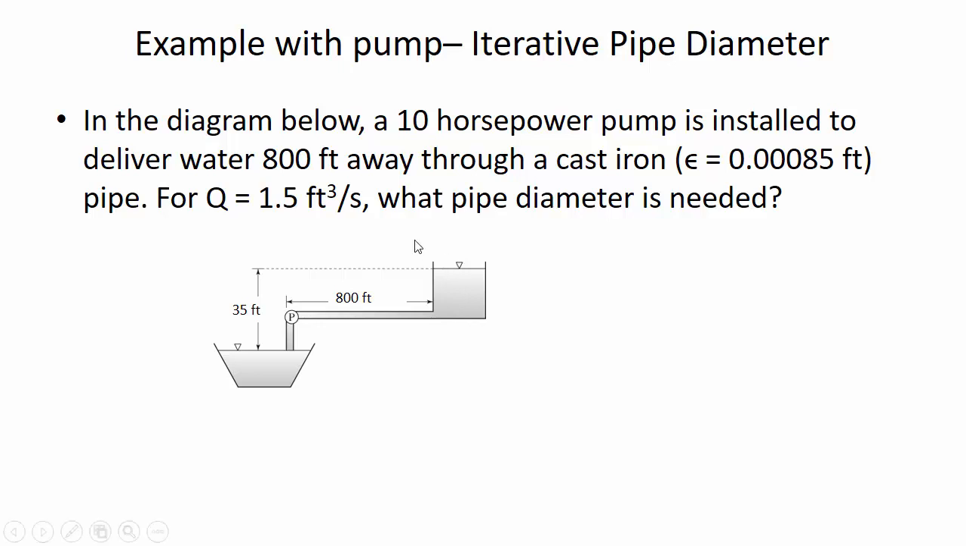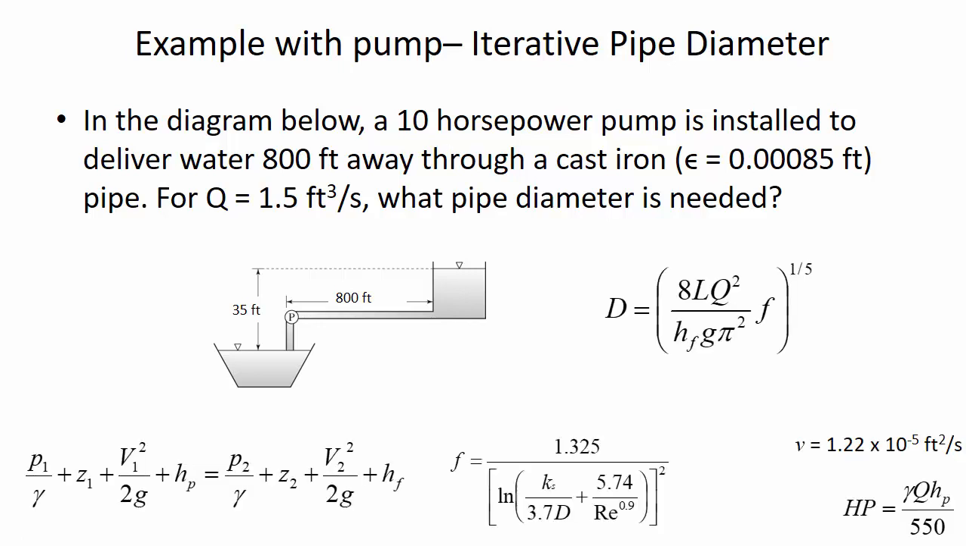And in this problem, it tells us what flow rate we want to achieve. We're using a 10 horsepower pump to do the work, and it's flowing through a pipe length of 800 feet. We have the equivalent sand roughness for cast iron. So what diameter is needed so that we can achieve this flow rate with a 10 horsepower pump? Now horsepower is, obviously we're in traditional units for this problem, and so here's all the applicable equations we're going to use.